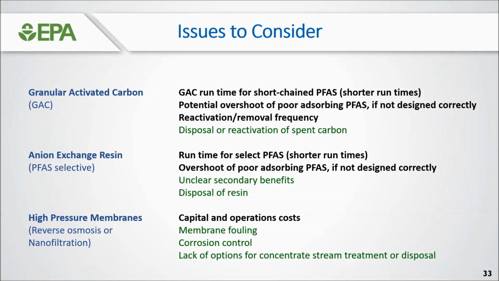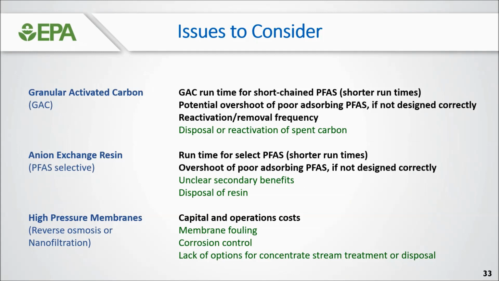For anion exchange resins, the runtime for select PFAS is also shorter. You can also see this overshoot phenomenon with anion exchange resins if not designed properly. At this point, it has unclear secondary benefits. It probably removes a number of other contaminants, but we're not quite sure about that. And disposal of the resin ultimately has to be addressed.